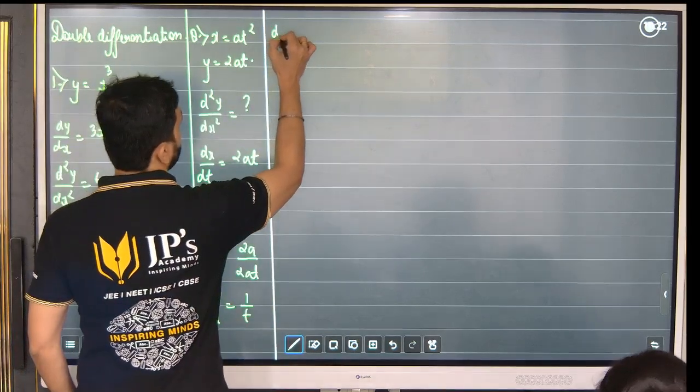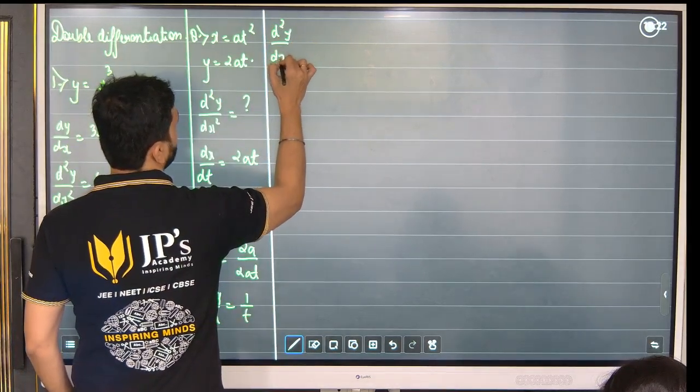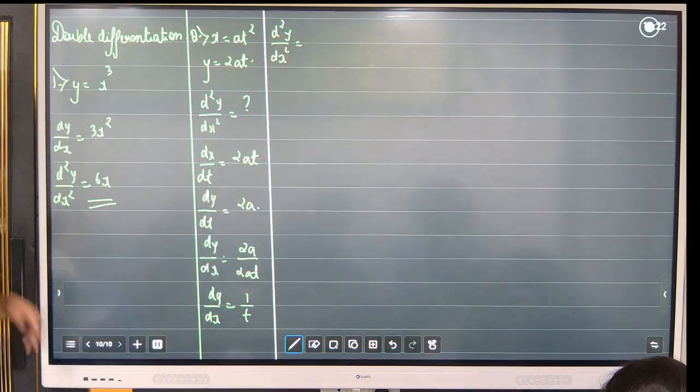So now can you tell me, simple, what will be d square y by dx square? There's no extra. Or 0. D by dx will become 0. No.